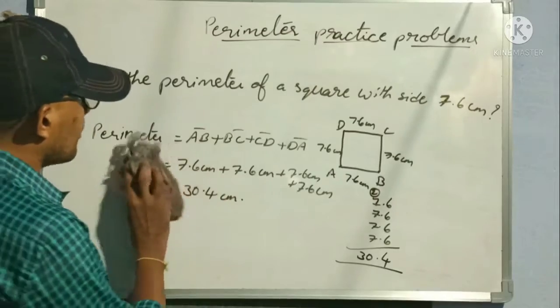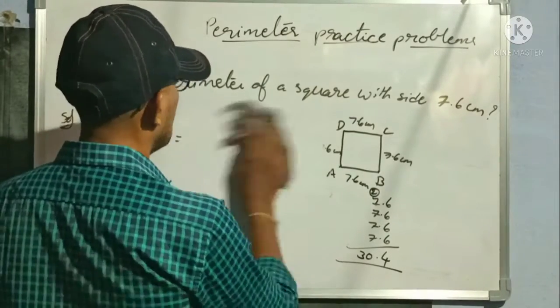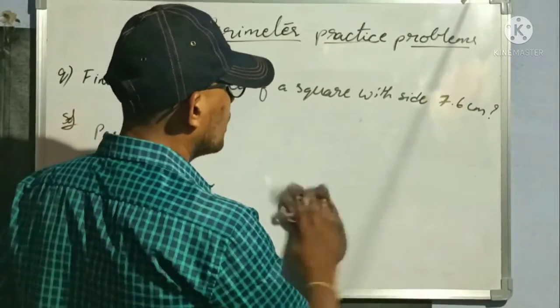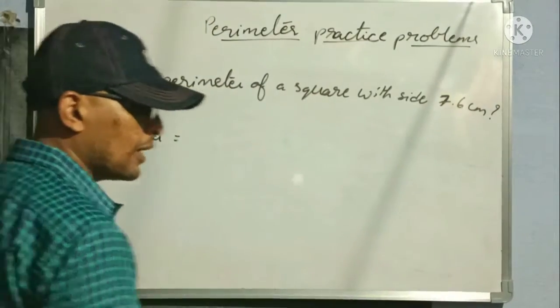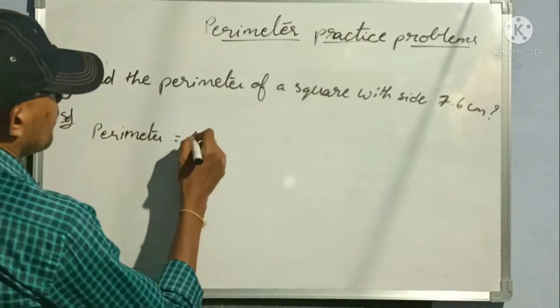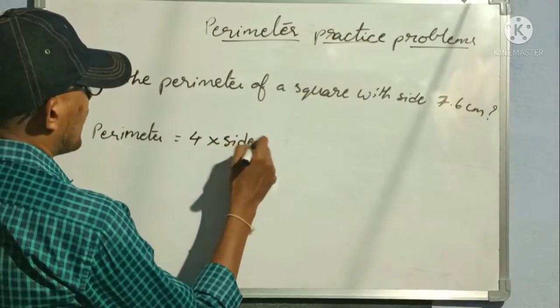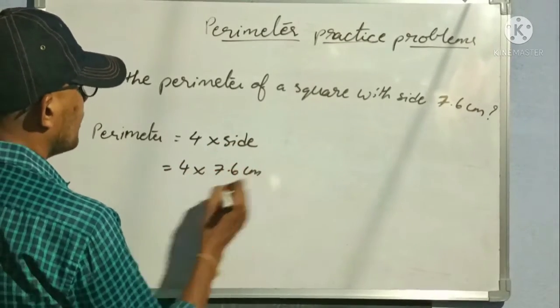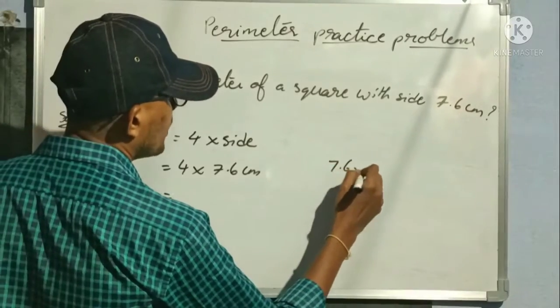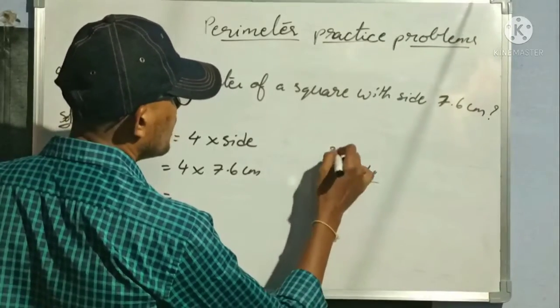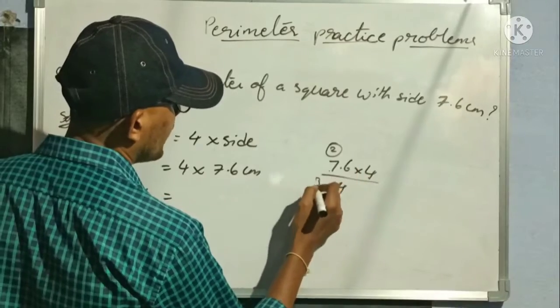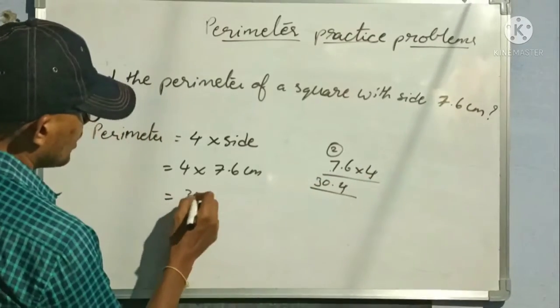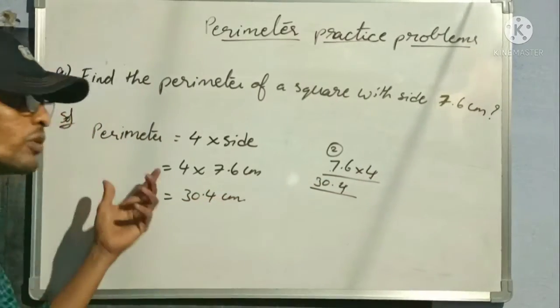But when we know the formula, then how? Very easy. No need to draw the diagram now. Why? Because we know the formula already. So when we know the formula, we can take it directly: 4 into side, that is 4 into 7.6 centimeters. So multiply now. 7.6 into 4. 4 sixes are 24, 4 sevens are 28, plus 2 is 30. So here also I am getting the same answer, 30.4 centimeters.